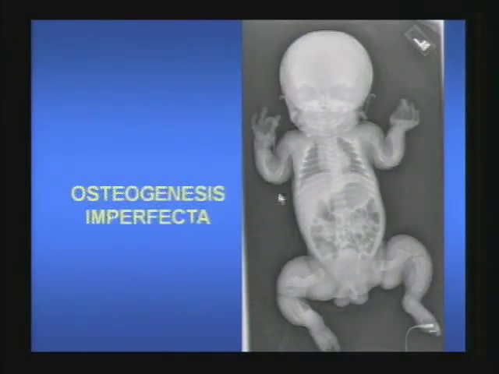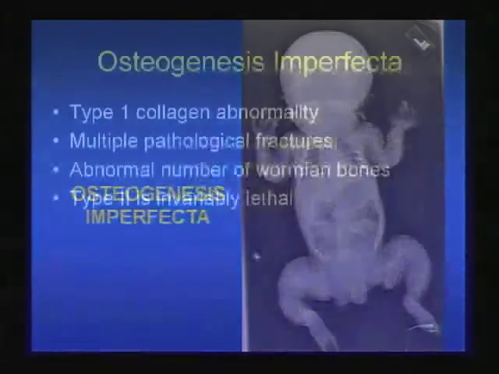This is a patient with osteogenesis imperfecta showing abnormal mineralization of the skull vault with multiple Wormian bones, as you will see in the next image, and deformed bones with multiple fractures at varying stages of healing.